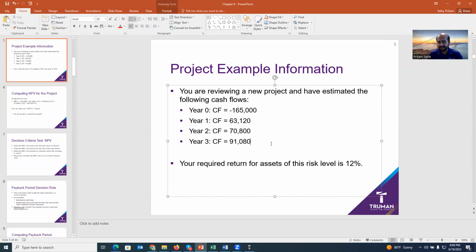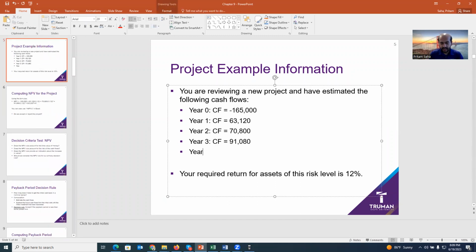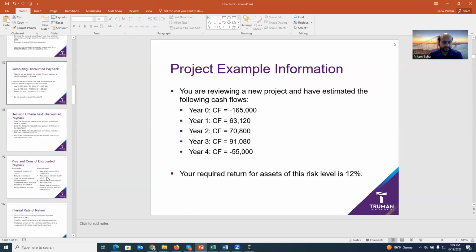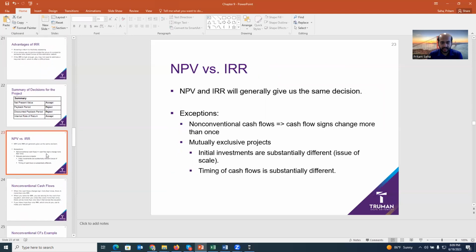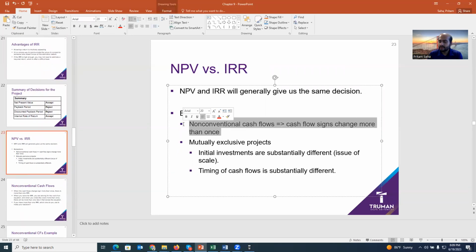But let's say I say year 4 CF is equal to minus 55,000. That is a non-conventional cash flow, because initially it was negative, the sign changed to positive, then the sign changed again. So when there are non-conventional cash flows, NPV versus IRR will not lead to the same decision.